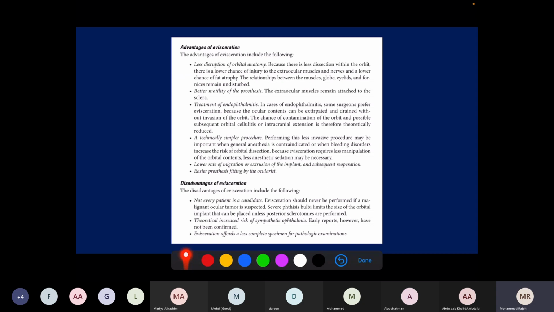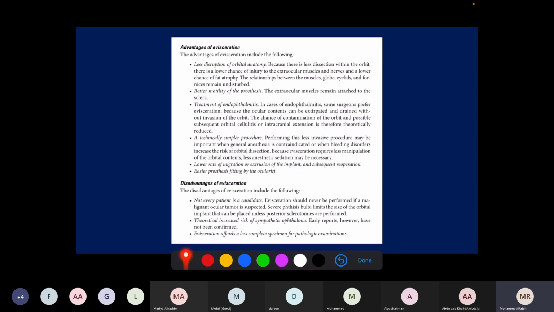In a painless blind eye, what's the most important clinical exam that you should do in the clinic? Anyone? So corneal sensation, and why is that? Because you're going to fit the patient with a prosthesis. So if there's no corneal sensation, or if the globe is microphthalmic or phthisical, you can just let the patient wear a prosthesis without any surgery.